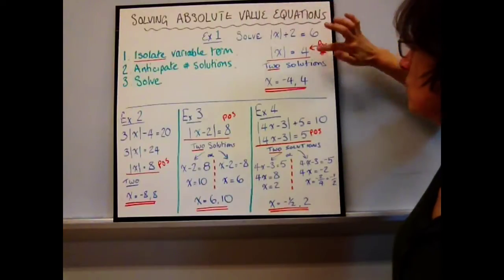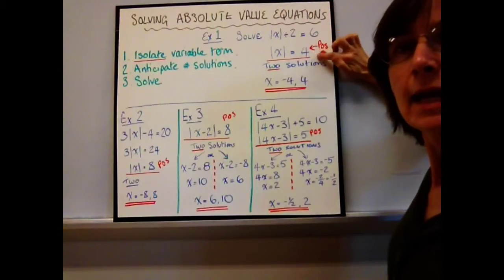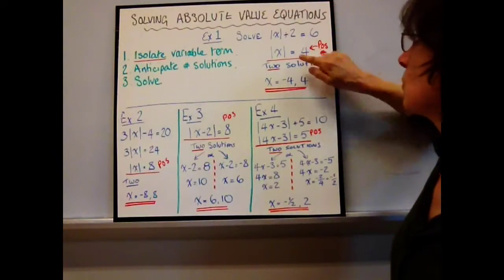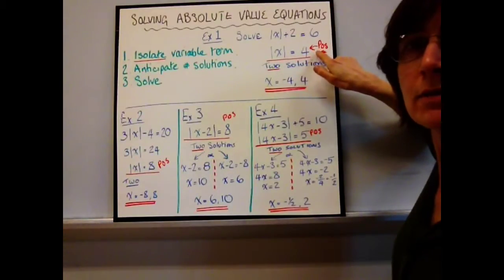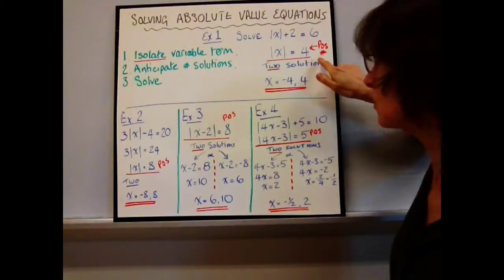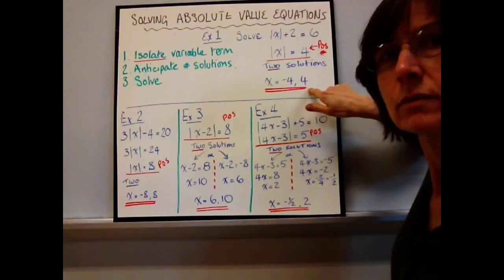So here, just like in an equation, I want to get the variable term on its own. I'm going to subtract 2 from both sides. And here you'll notice 4 is positive. We have the isolated variable term equal to a positive value. I can expect two solutions, and they would be negative 4 and 4.